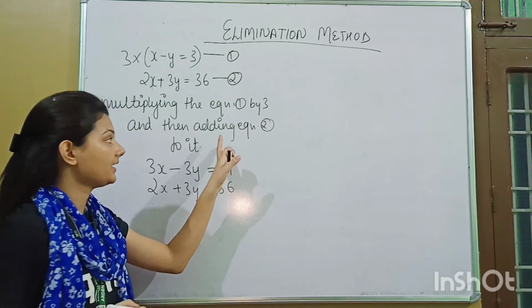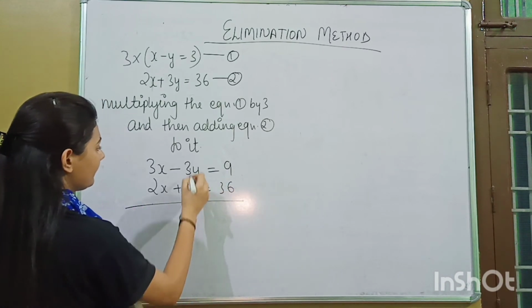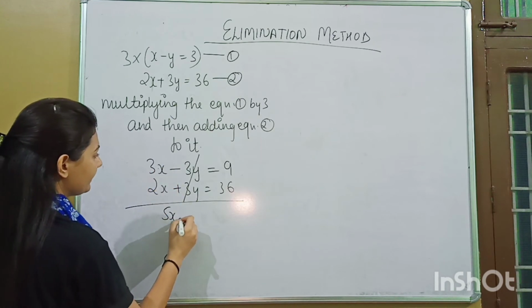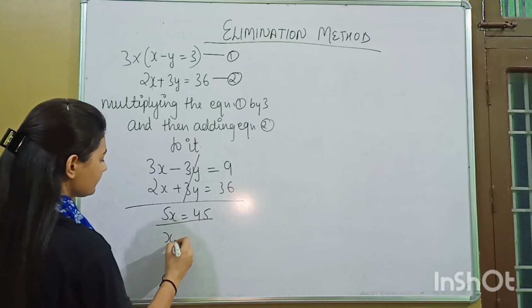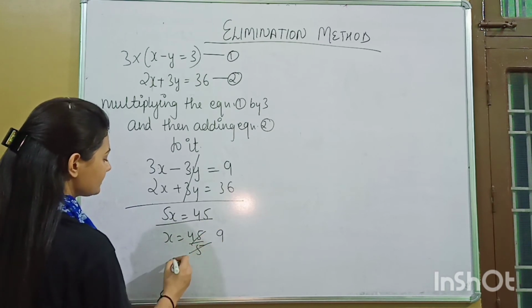Now as we are adding the equations here, no need to change the sign. This 3y and 3y will be cancelled. 3x plus 2x will be 5x is equals to 45. So x will be equals to 45 by 5, that is 9. So x is equals to 9.